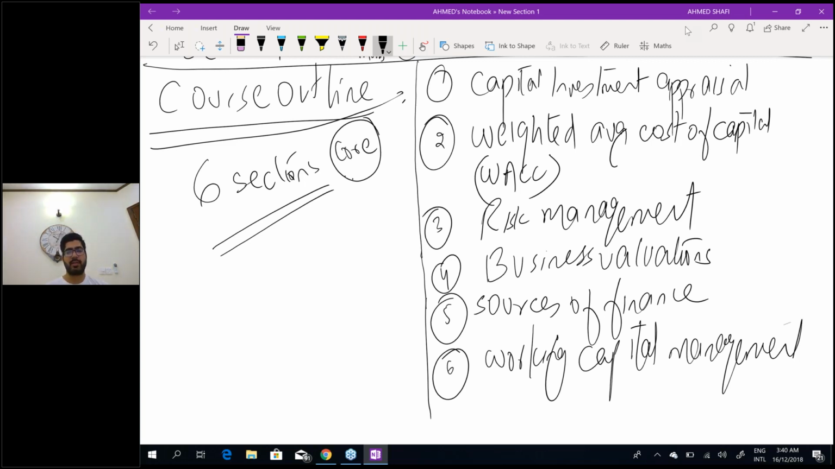The first section is called capital investment appraisal. Second is weighted average cost of capital. Third is risk management. Fourth is business valuations. Fifth is sources of finance. And sixth is working capital management. Copy this so I can explain to you what happens in each section.